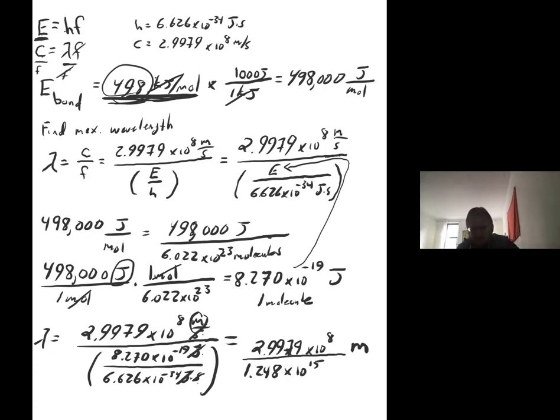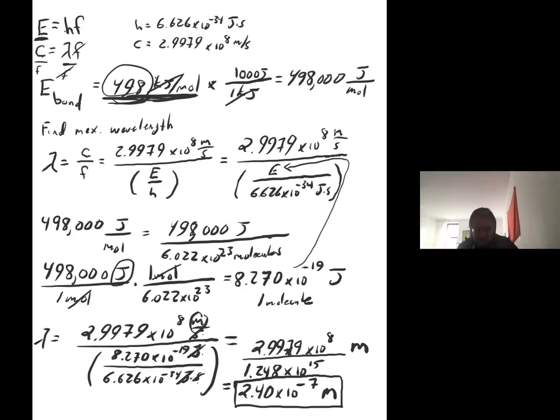Okay. Now I'm going to go ahead and do the division. 2.9979 times 10 to the 8th divided by 1.248 times 10 to the 15. And what you get is 2.4. Actually, I should put one more sig fig in there. So 2.40 times 10 to the minus 7 meters. And there you go. There's your answer.